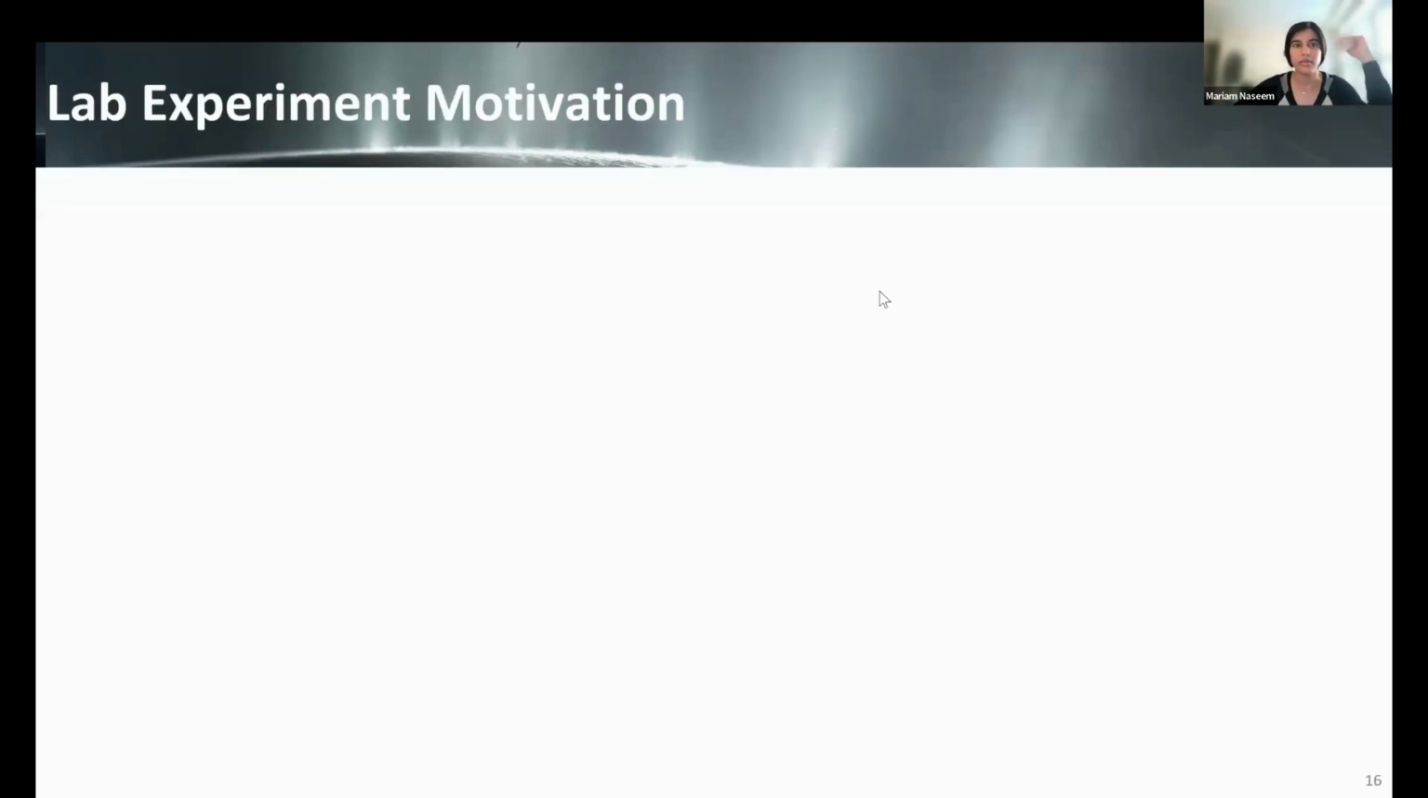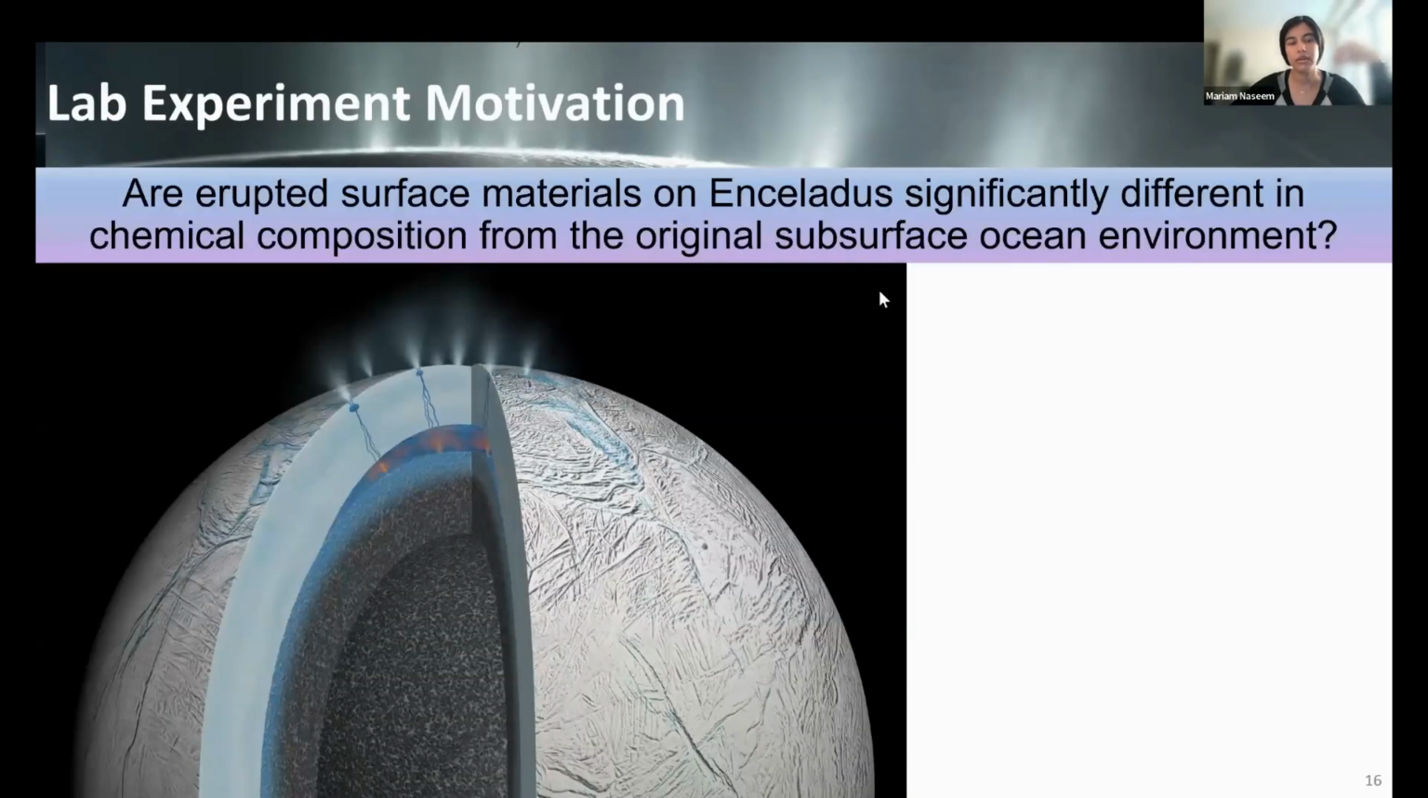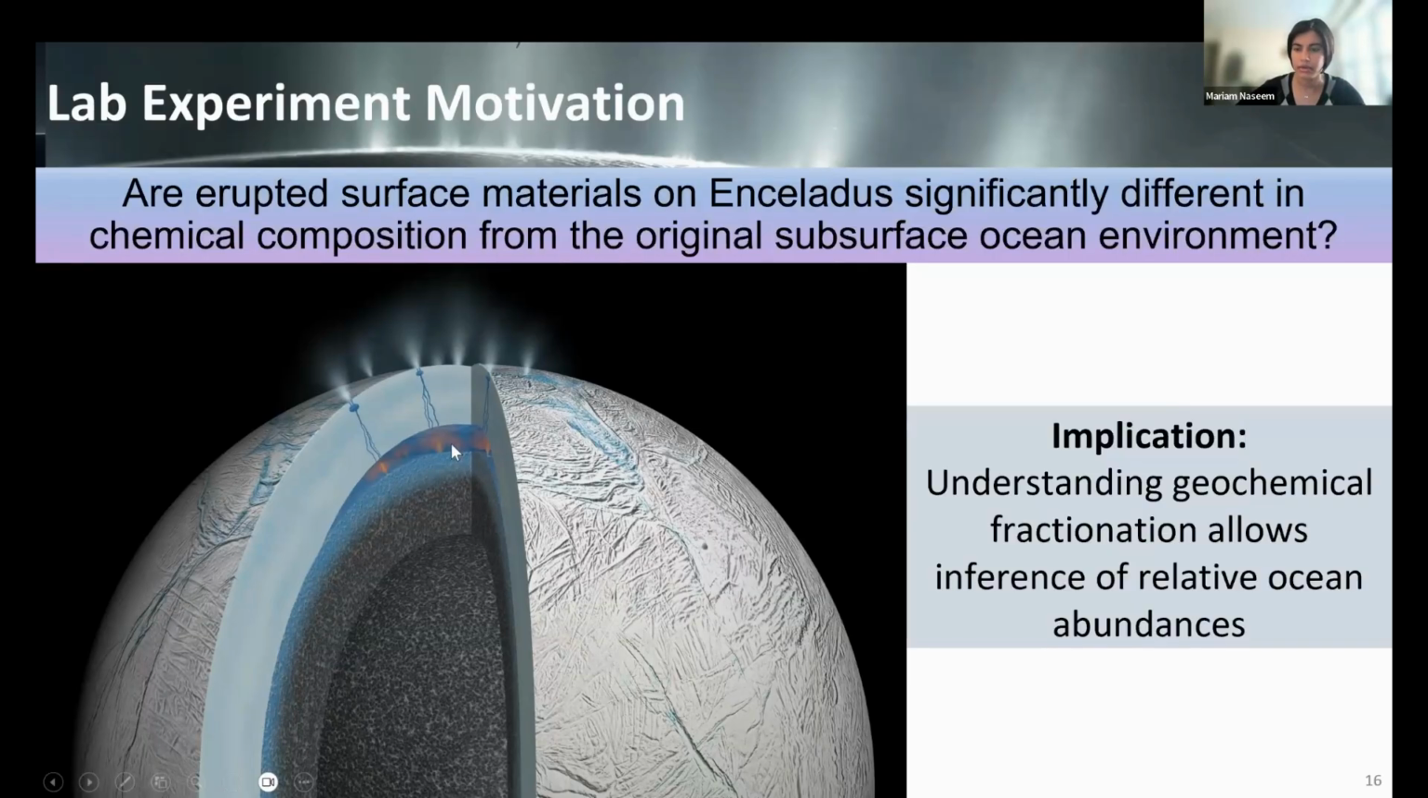That led us to our second project here, where we were curious how different in chemical composition the erupted surface materials on Enceladus, what we are sampling out here in space in the form of this plume, are from the original subsurface ocean. This question is important because understanding those changes in composition will allow us to infer the relative abundances of compounds within the ocean, and hence the ocean composition, its pH, its salinity, all properties that help to determine whether an ocean is, for example, a habitable location for life.